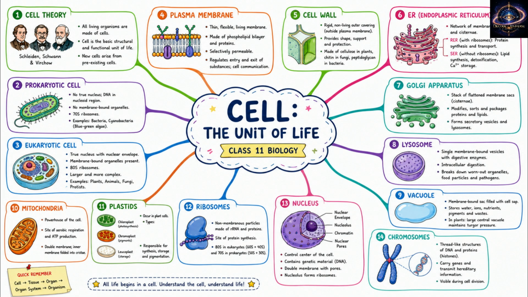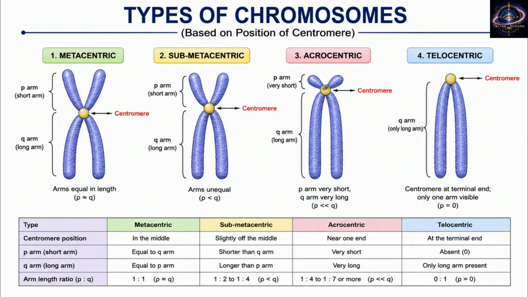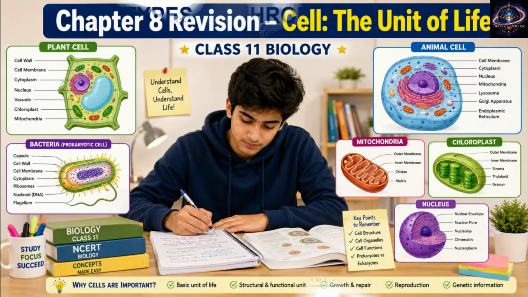Q34. What is the 9+2 arrangement? It is the arrangement of microtubules in eukaryotic cilia and flagella. Q35. What is centrosome? Centrosome is an organelle in animal cells containing centrioles. It helps in cell division. Q36. What is nucleus? Nucleus is the control center of the cell and contains genetic material. Q37. What is nucleolus? Nucleolus is a structure inside nucleus involved in ribosome formation.